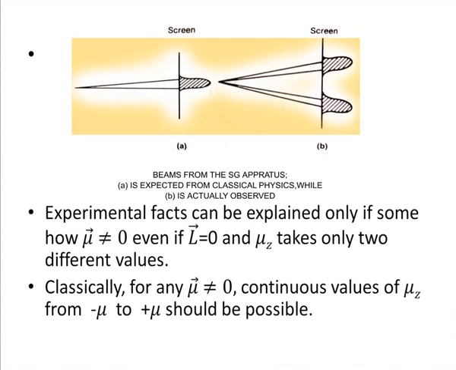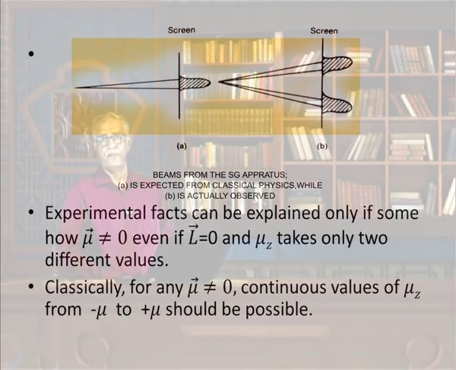This is what you see. Experimental results can be explained only if somehow mu is not equal to 0, even if L is equal to 0, and mu_z takes only two different values. Classically, for any mu not equal to 0, continuous values of mu_z from minus mu to mu should be possible. That means, we do not get results as we expected from classical physics.